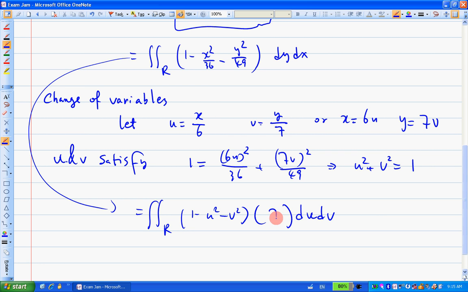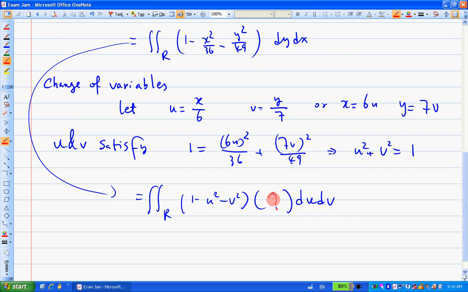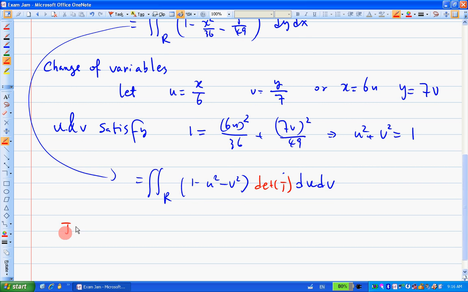So the only problem here is we need to add something in front, not just a blank. So what will this factor be? If you recall in the lecture, how do we get this part? We use the determinant of the Jacobian matrix. So what's the Jacobian matrix? In this particular case, it's partial x over partial u, partial x over partial v, partial y over partial u, partial y over partial v.